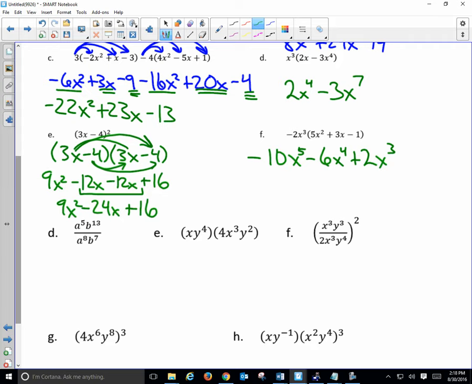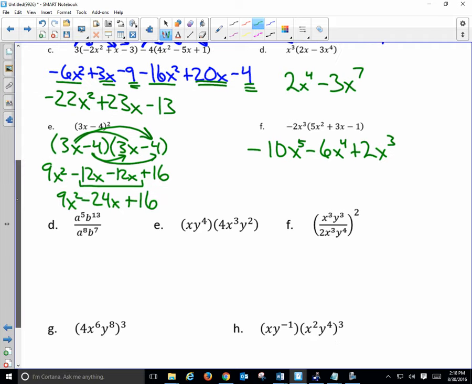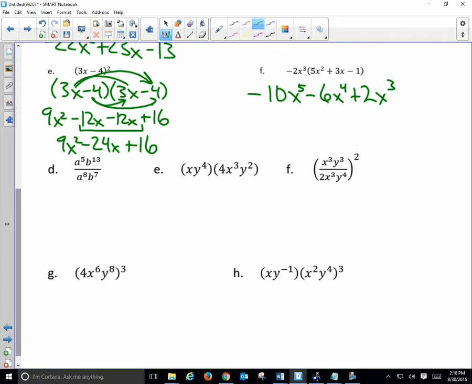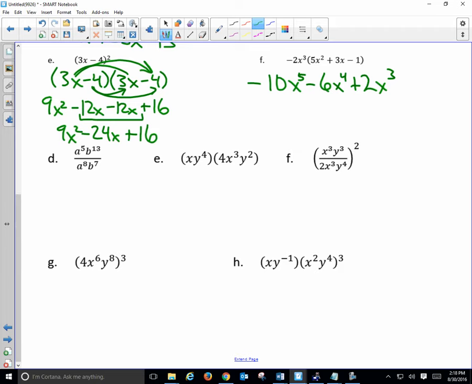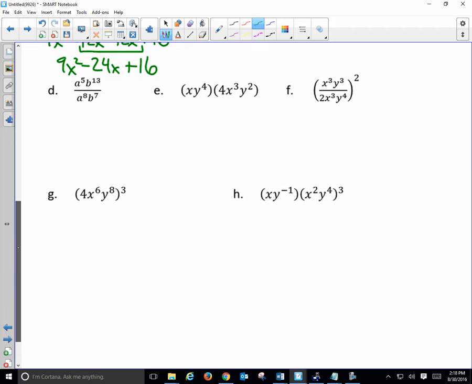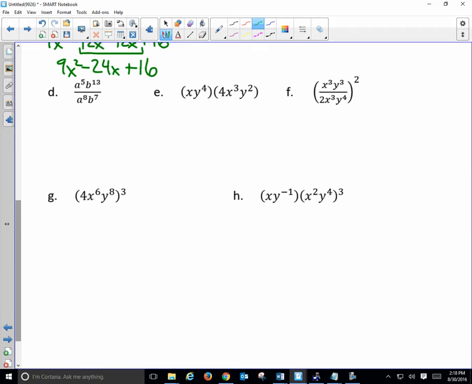Have negative 10x to the 5th minus 6x to the 4th plus 2x to the 3rd. Is that what you got? Any questions on that? Okay, let's move to the other types of algebraic expressions, and these involve powers. And I would say this is probably where you most struggle with knowing what to do when. Okay, so let's just look at an example here.